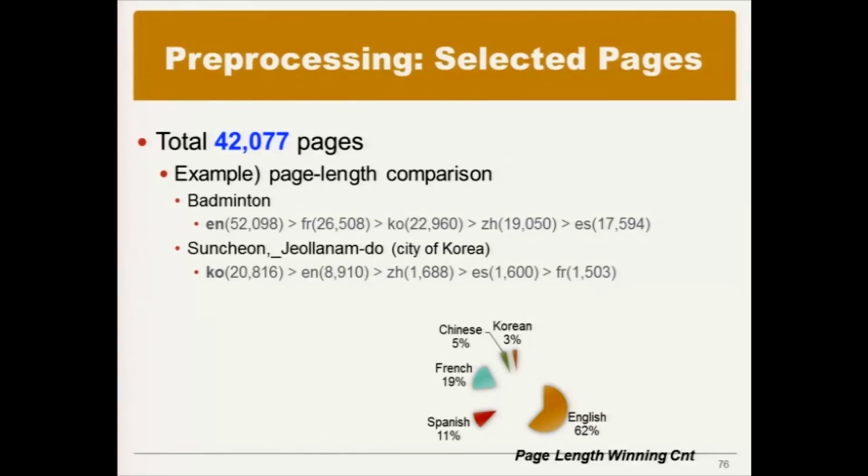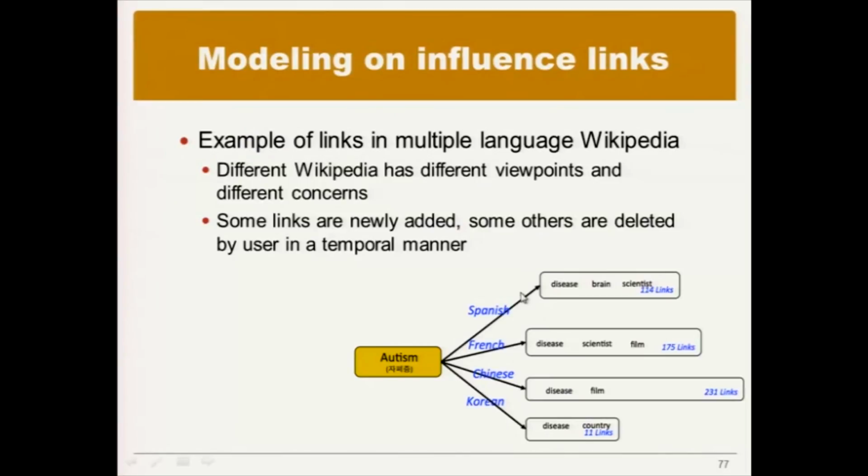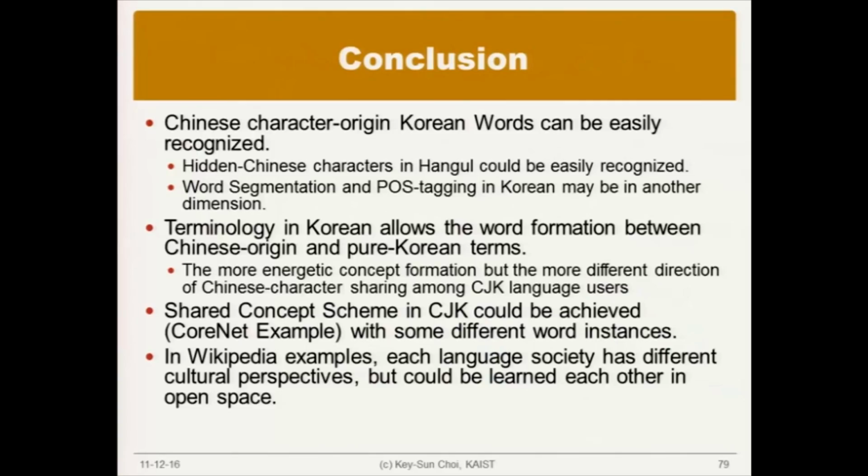So that means that depending on the language, the explanation of a word should be different. For example, autism has different characteristics depending on the language: Spanish, French, Chinese, Korean. They have different ones, which is interesting. So I think some common information could be shared, but we have to consider cultural differences for this purpose. The conclusion is that Chinese-character-origin Korean words can be easily recognized.